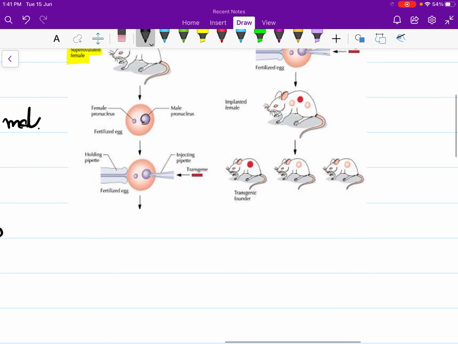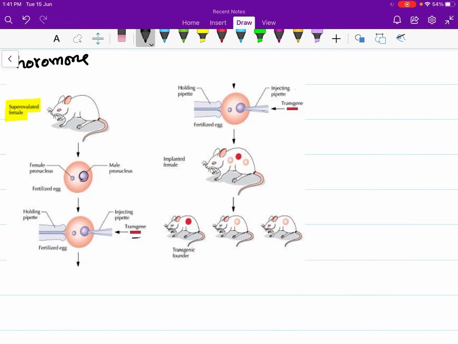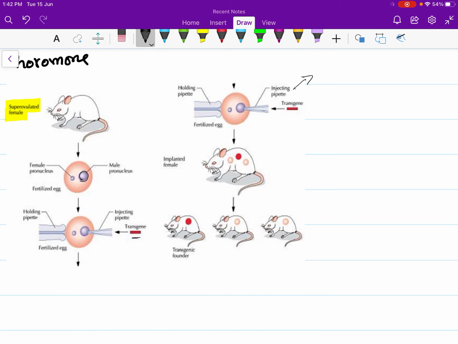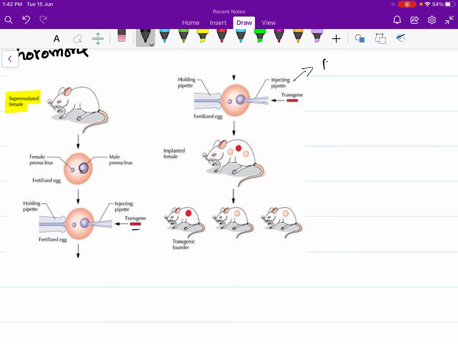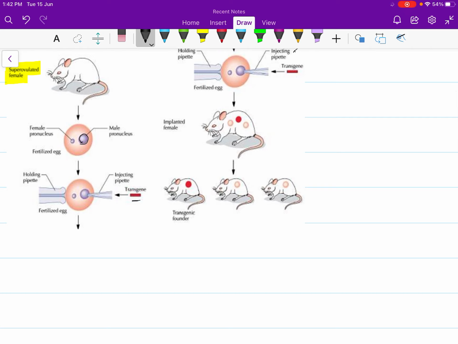Now before the male pronucleus fuses with the female pronucleus, a process which is called syngamy, the male pronucleus is injected with the transgene, and this transgene is inserted with the help of a micro injection. So here is a micro injection or the micropipette. With the help of this micropipette, the transgene or the desirable gene is inserted into the male pronucleus. Now after that, the male pronucleus will fuse with the female pronucleus, and that will result in the formation of zygote. And then that zygote is allowed to undergo multiplication, and after few divisions, for example after 8 cell stage or blastocyst stage, that embryo is implanted in a surrogate mother.